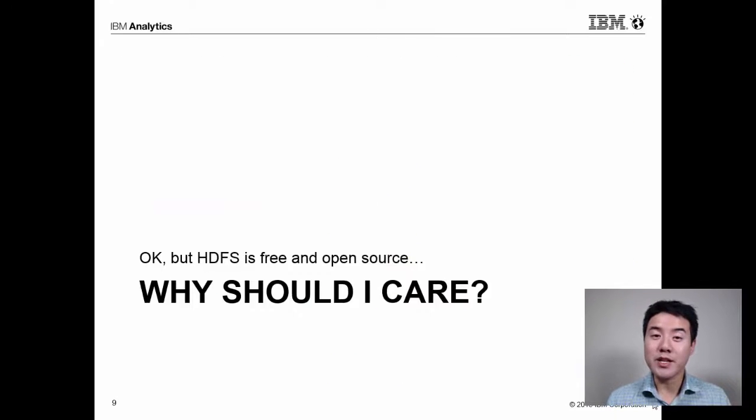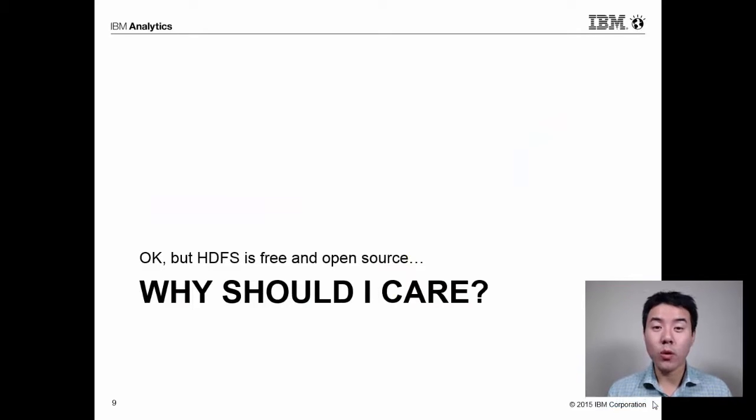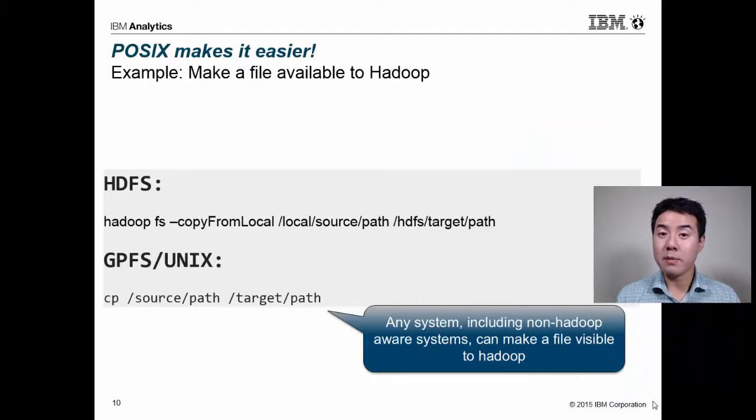Okay, well, you might say HDFS is free and it's open source. Why should I care? Well, the first reason that a lot of people like is the fact that Spectrum Scale is a POSIX compliant file system in its kernel level, and it directly works with the disks. It doesn't sit on top of another file system.